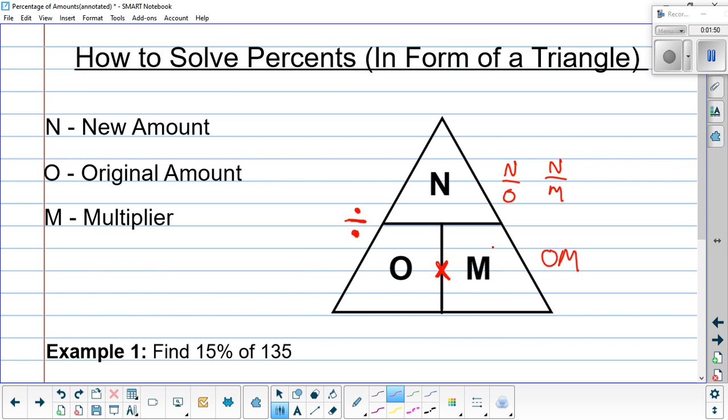As you've seen with our last video, sometimes you can have a T up here when you're doing compound percentages. So that's like compound interest, etc., or growth and decay. But don't worry about that so much right now. Just think of it as NOM, and let's try a problem.